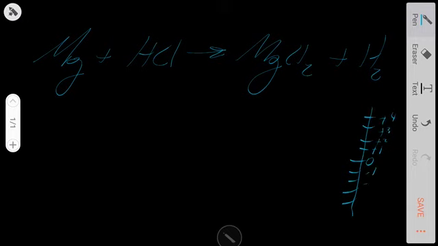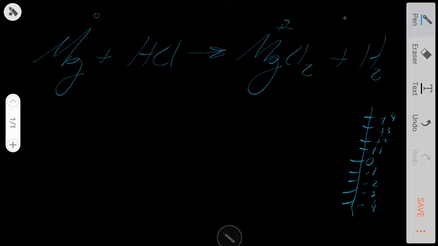Where this will be a way to tell me if something's reduced or not, if it goes down or if it goes up. So Mg here, it's all low, so that means it has a charge of 0. Here in MgCl2, I can use my periodic table and say that Mg is +2.